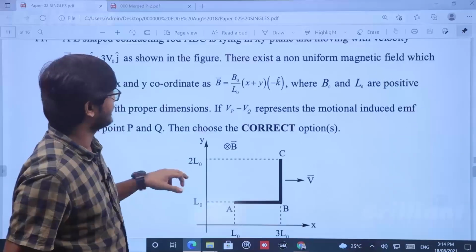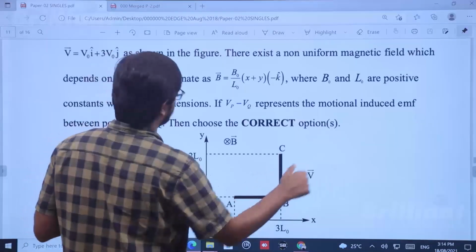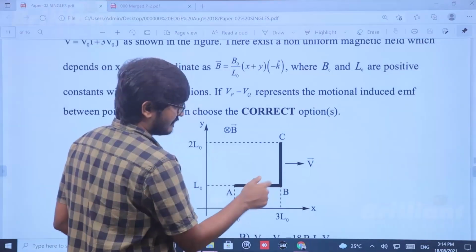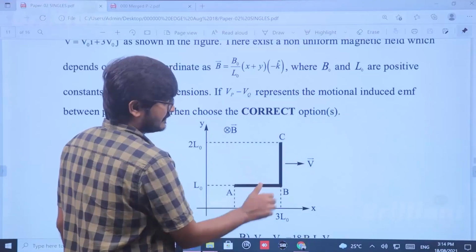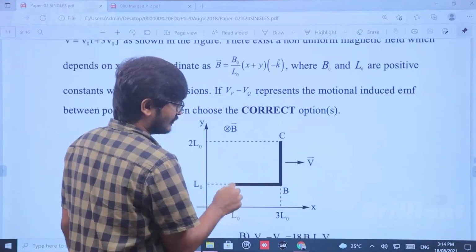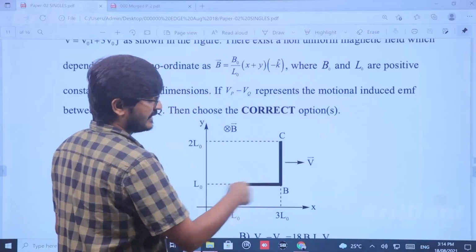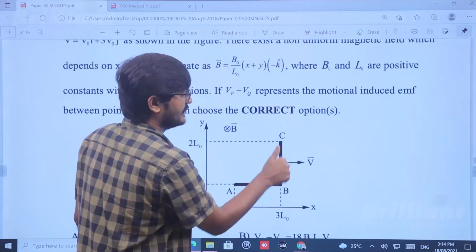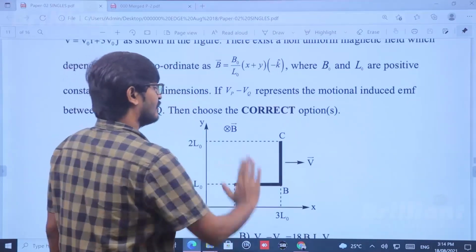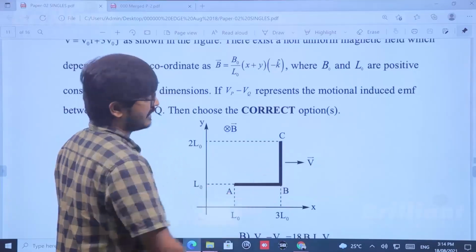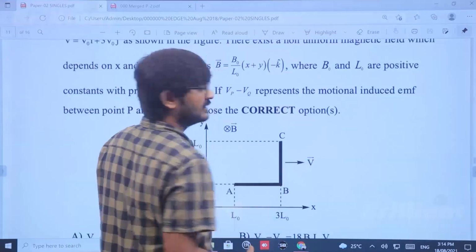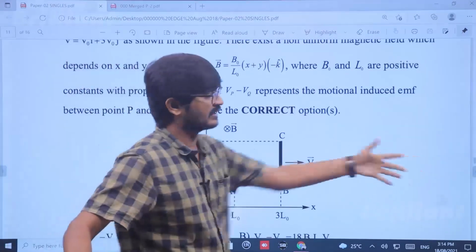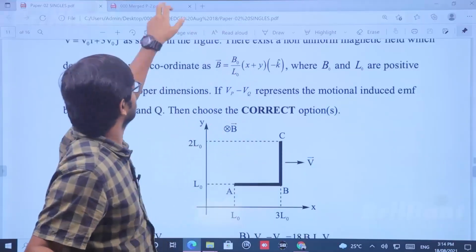Right? So the velocity is given as v0 i cap plus 3 v0 j cap. Now, due to this velocity, v bar cross b bar dot dl, due to the velocity along the x axis, there won't be an induced EMF along AB, but due to that x component, there will be an induced EMF along BC. Now, due to the y component of velocity, there will be an induced EMF along AB, but there won't be one along BC. So I will split it into two components, looking at it as motion along the x axis and motion along the y axis.